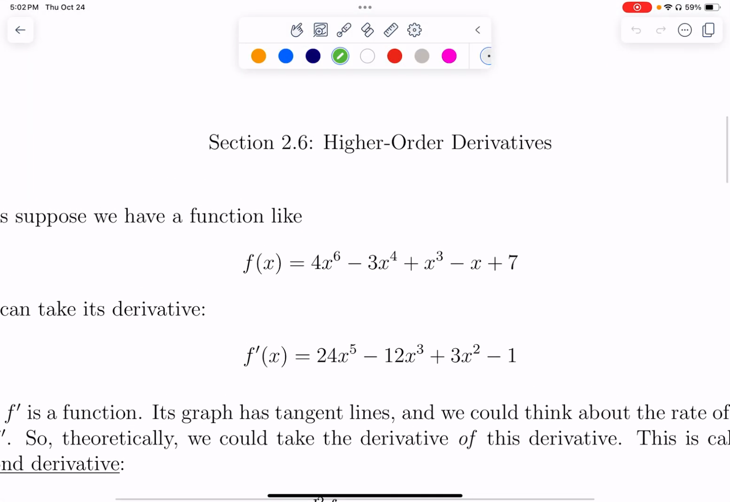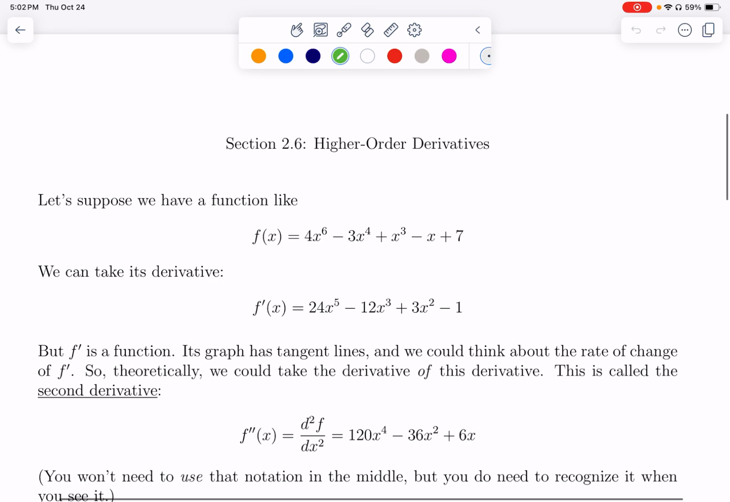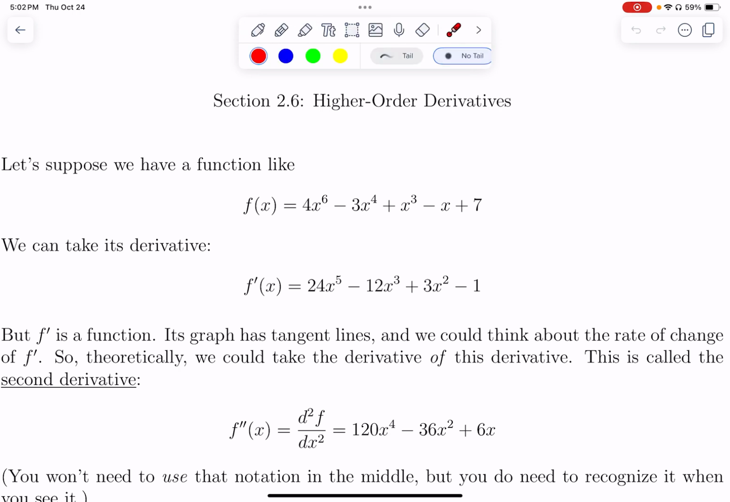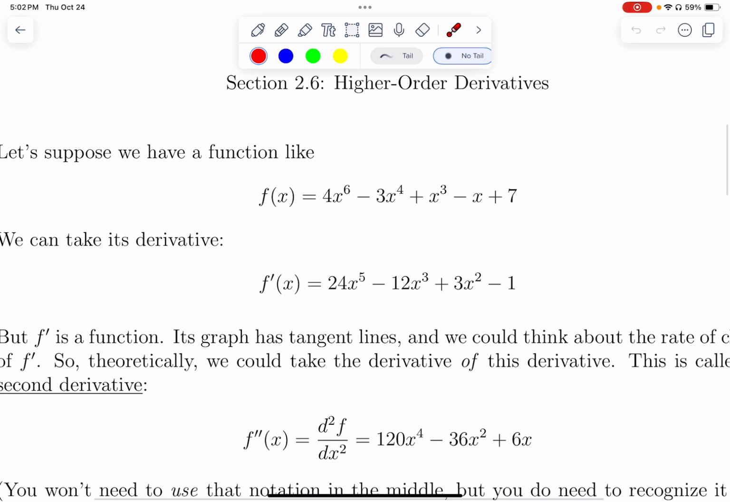Hello, this section is section 2.6 on higher order derivatives. So let's just jump in and we'll take an example of a polynomial function. Here I have the polynomial function f of x. I just kind of picked this randomly, various coefficients and powers of x. So we can take its derivative. I'm not going to go through all my intermediate steps, but you can check f prime of x is going to be 24x to the fifth minus 12x to the third plus 3x squared minus 1. Great. So we just took the derivative.